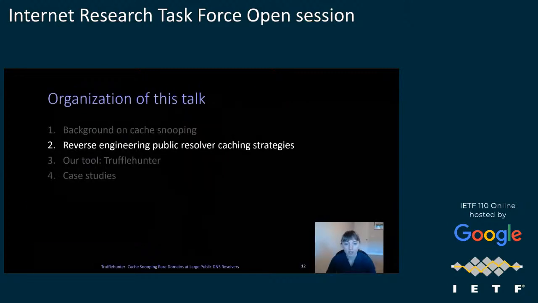But cache snooping on a single resolver is actually reasonably straightforward. In order to do it on a public resolver, things get significantly more complicated. So let me talk next about how public resolvers work in broad terms and then how they work in more specific terms.